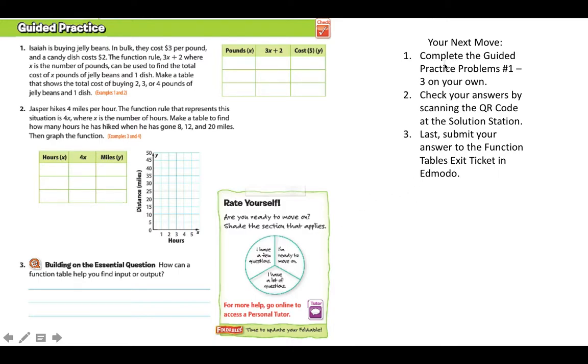So now you're going to try these on your own. So your next move will be to complete the guided practice problems, numbers 1 through 3. That includes number 3. On your own, you're going to check your answers by scanning the QR code at the solution station and then going into Edmodo and doing the exit ticket for me.